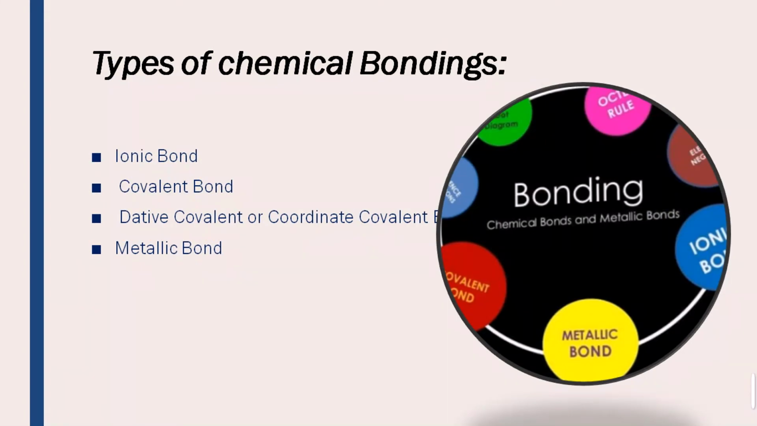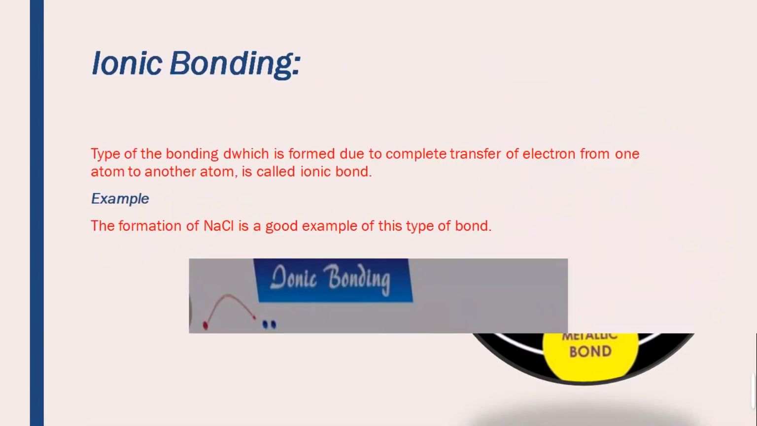Types of chemical bonding. The types of chemical bonding depend upon the sharing or losing of electrons in the valence shell and the nucleus of the other atoms that are joining with each other. The different types of chemical bonding are the ionic bond, covalent bond, dative covalent bond or coordinate covalent bond, and the last one is the metallic bond. So we move towards the first type, that is the ionic bond.